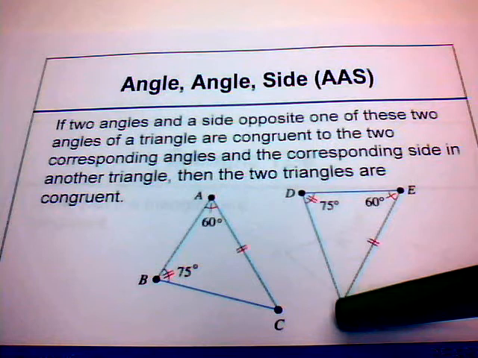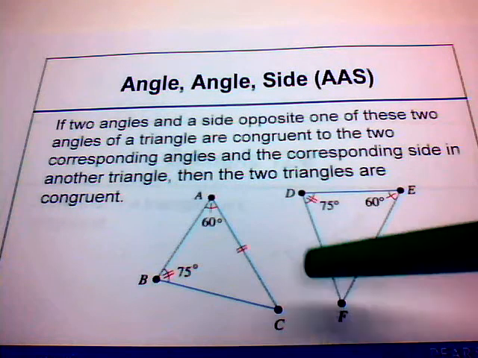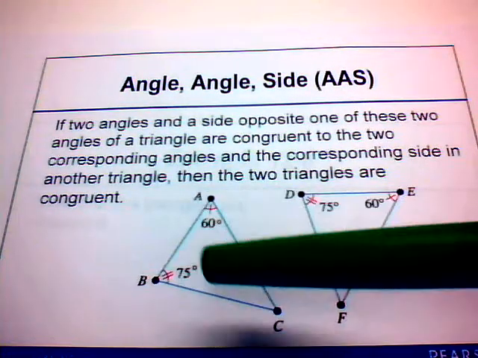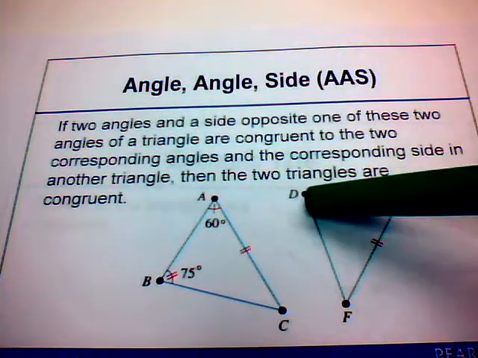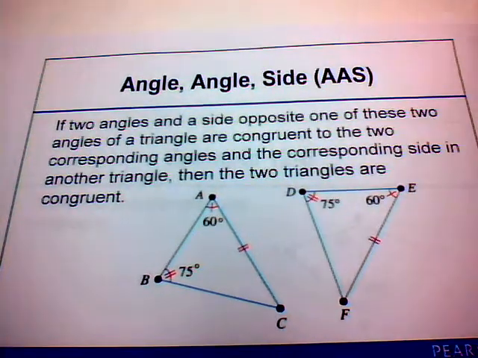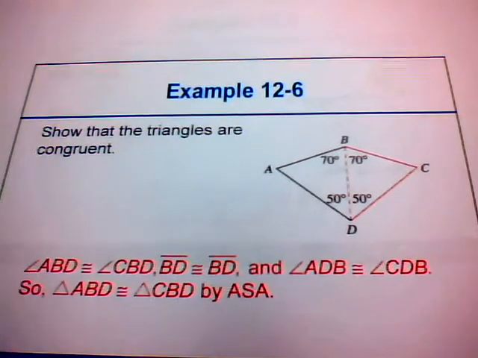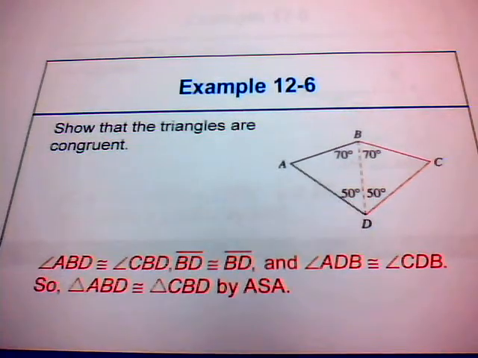And notice how I named those triangles. If I'm going to name one ABC, the other one has to be named the same way as the first, EDF. Okay, here's an example. Let's say I want to show that the triangles are congruent based on this particular figure that I have here. All right, now let's look at some things here.